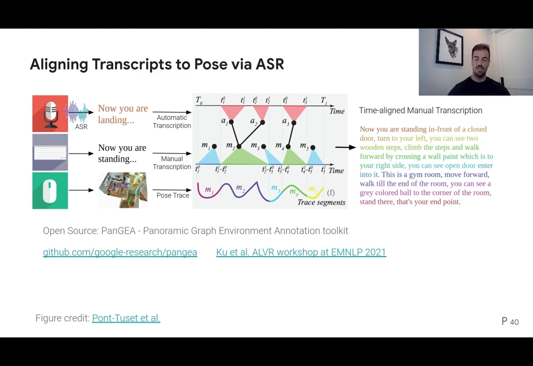So ultimately, the output of this setup is a manual transcription that's timestamped to match the pose trace, indicating what the annotators were looking at. And by the way, our complete annotation toolkit called Pangea has been open sourced, which performs all of this work.